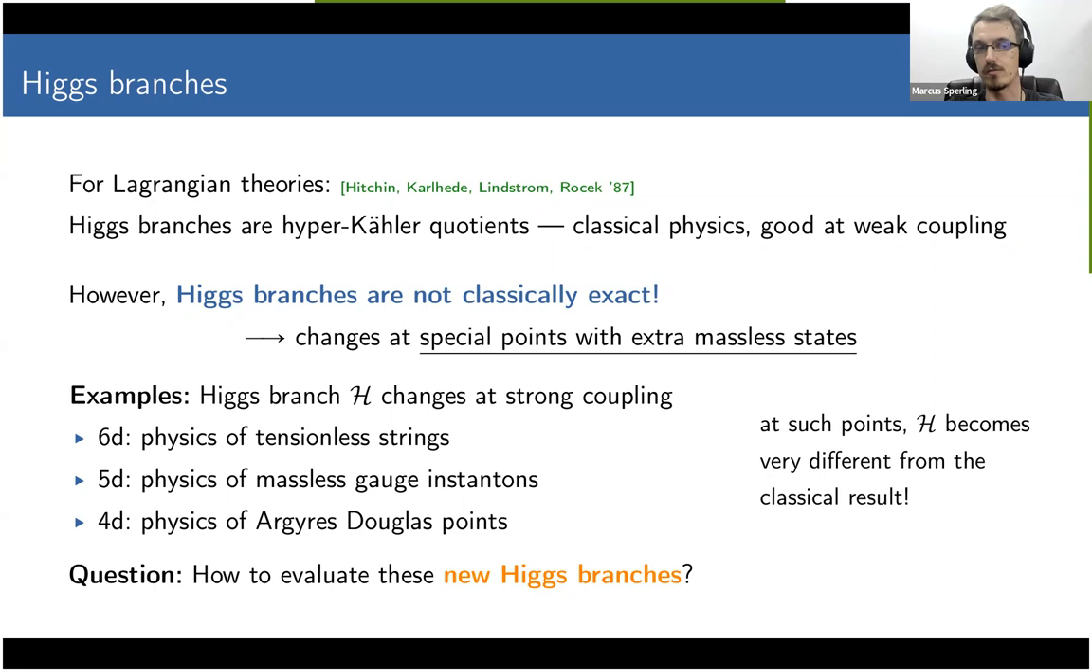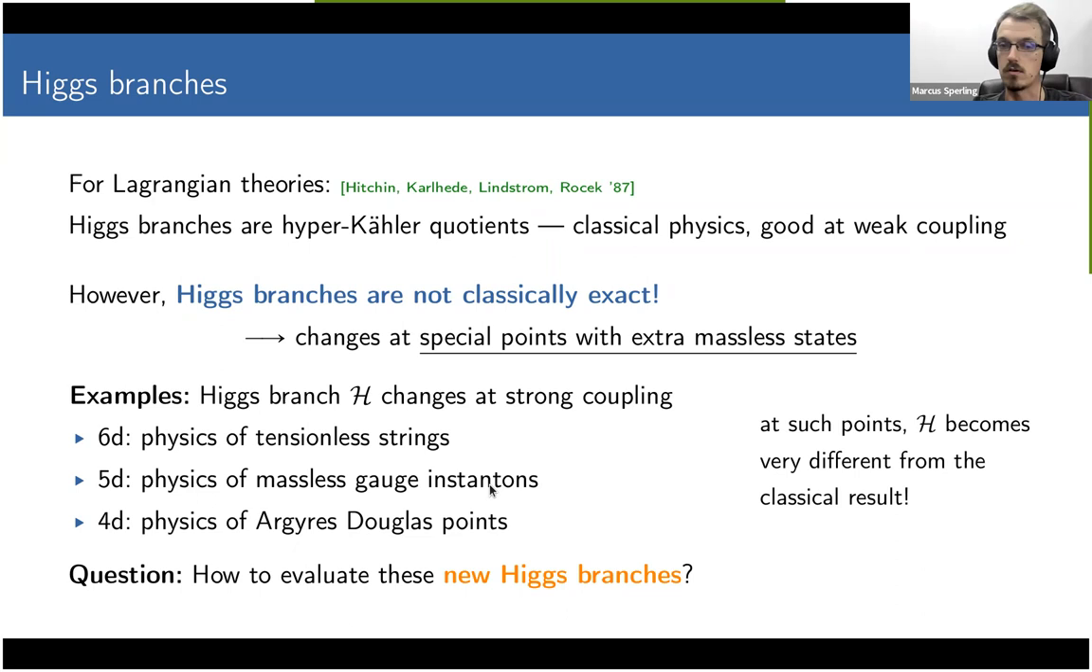We have in 6 dimensions, which is the focus of today, these tensionless strings, which can enter the Higgs branch spectrum at a very singular point of the tensor branch. But we also know in 5 dimensions, various people have studied the symmetry enhancement at the conformal Higgs points, but actually it's not only the symmetry enhancement; you can study the entire Higgs branch enhancement. Likewise, in 4 dimensions we have special points, for instance the Argyres-Douglas points, where the Higgs branch is a non-classical object.